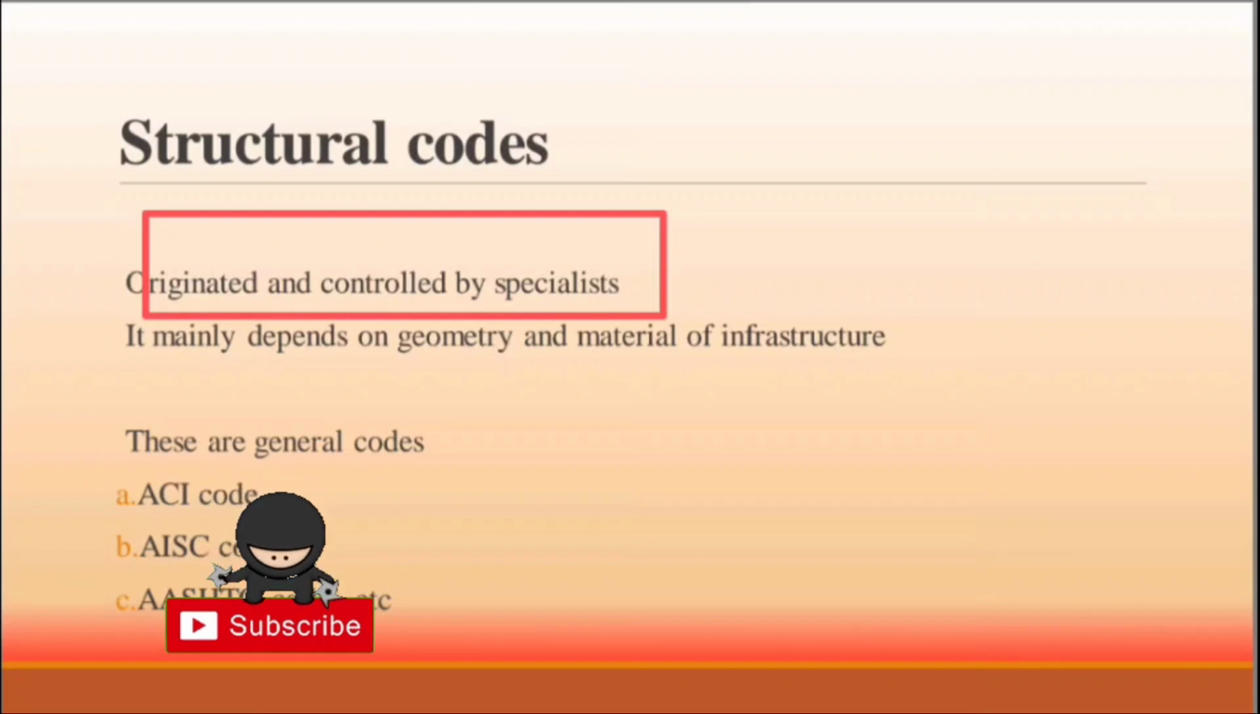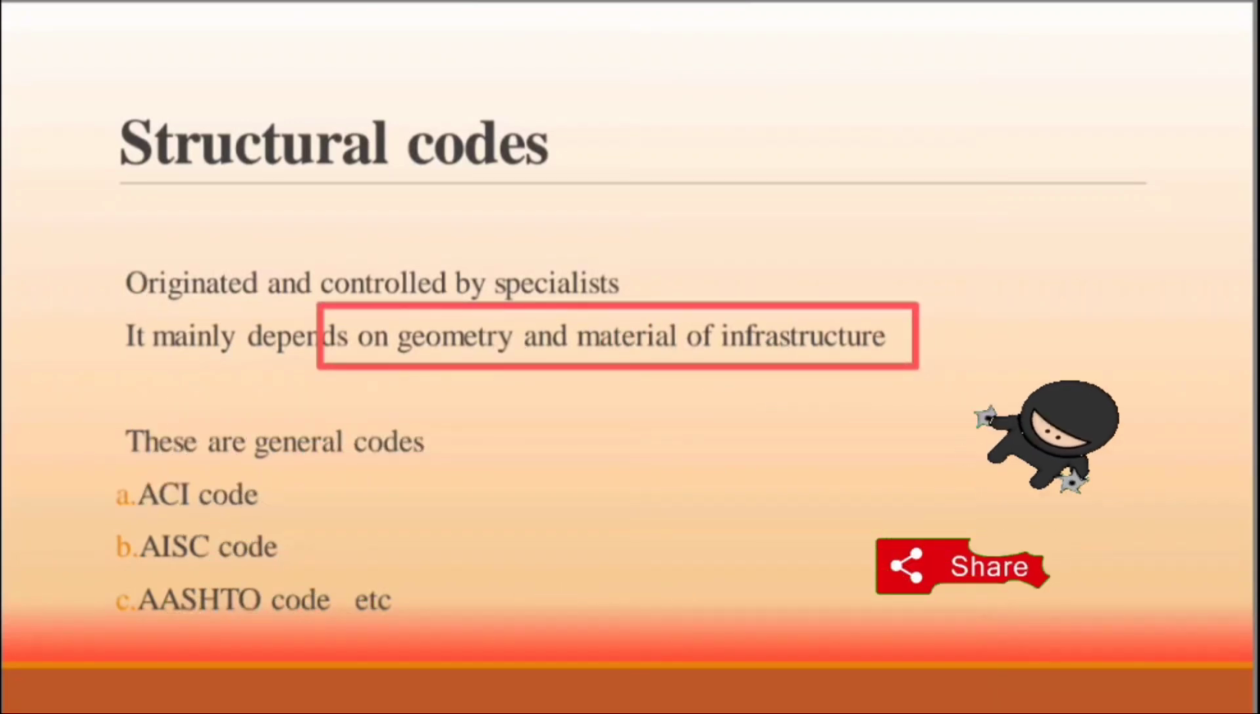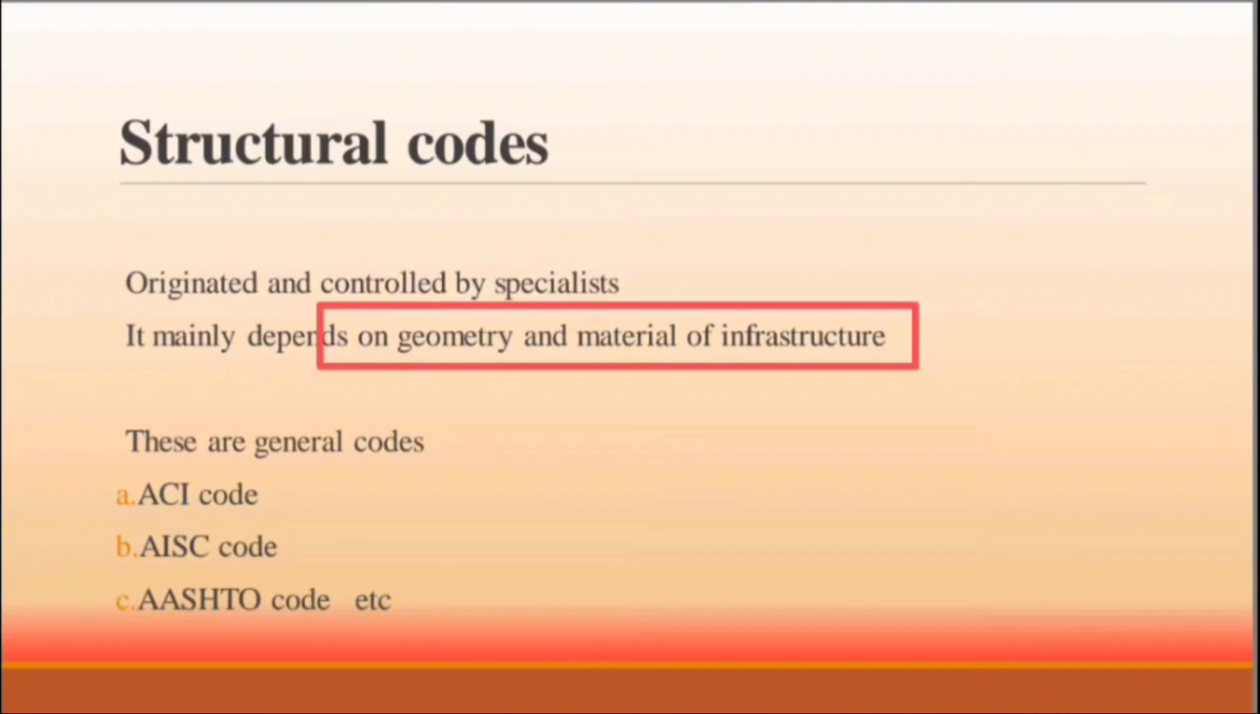It mainly depends on geometry. It tells about the geometry and material of the infrastructure. If I keep the beam size and material property, then it depends on this. It also tells about the geometry of the member in a building or any structure, and the material property of steel in a steel structure, and concrete property in RCC or concrete buildings.